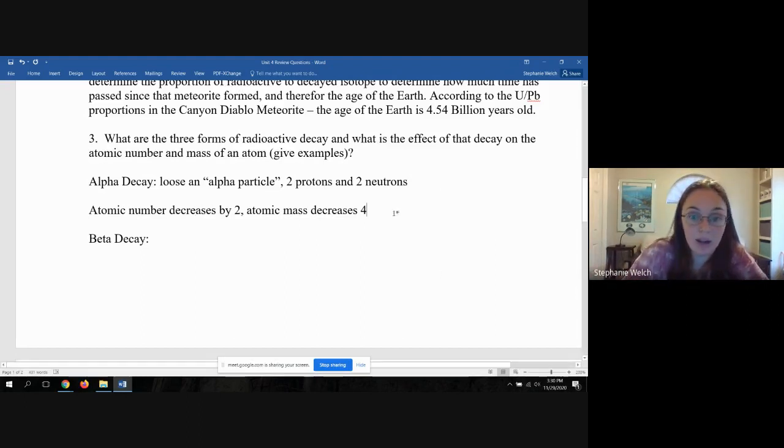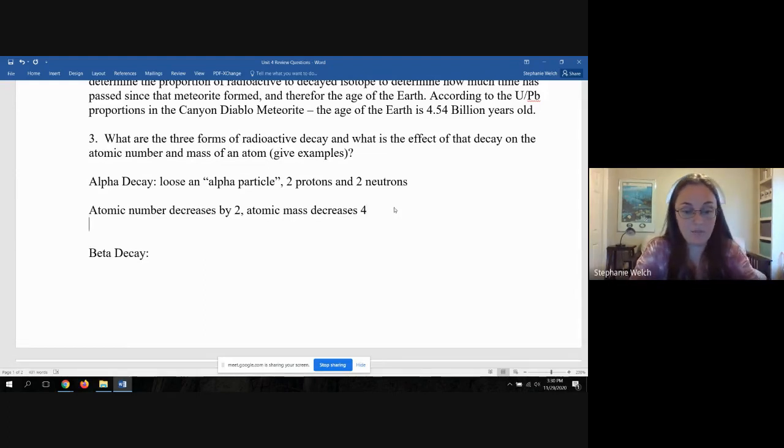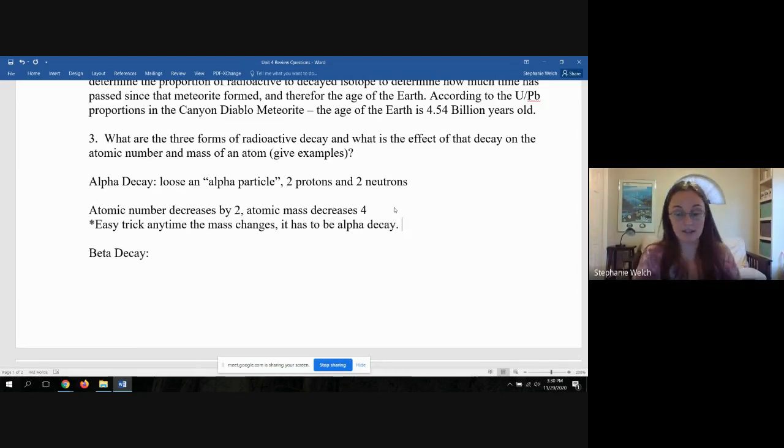So the easy way, let's see, star here, easy trick to get through questions on the exam is anytime the mass changes, it has to be alpha decay. The way these are going to be presented on the exam are basically going to be where you have an example of some type of decay that's occurred, and then you have to pick what type of decay has actually occurred.